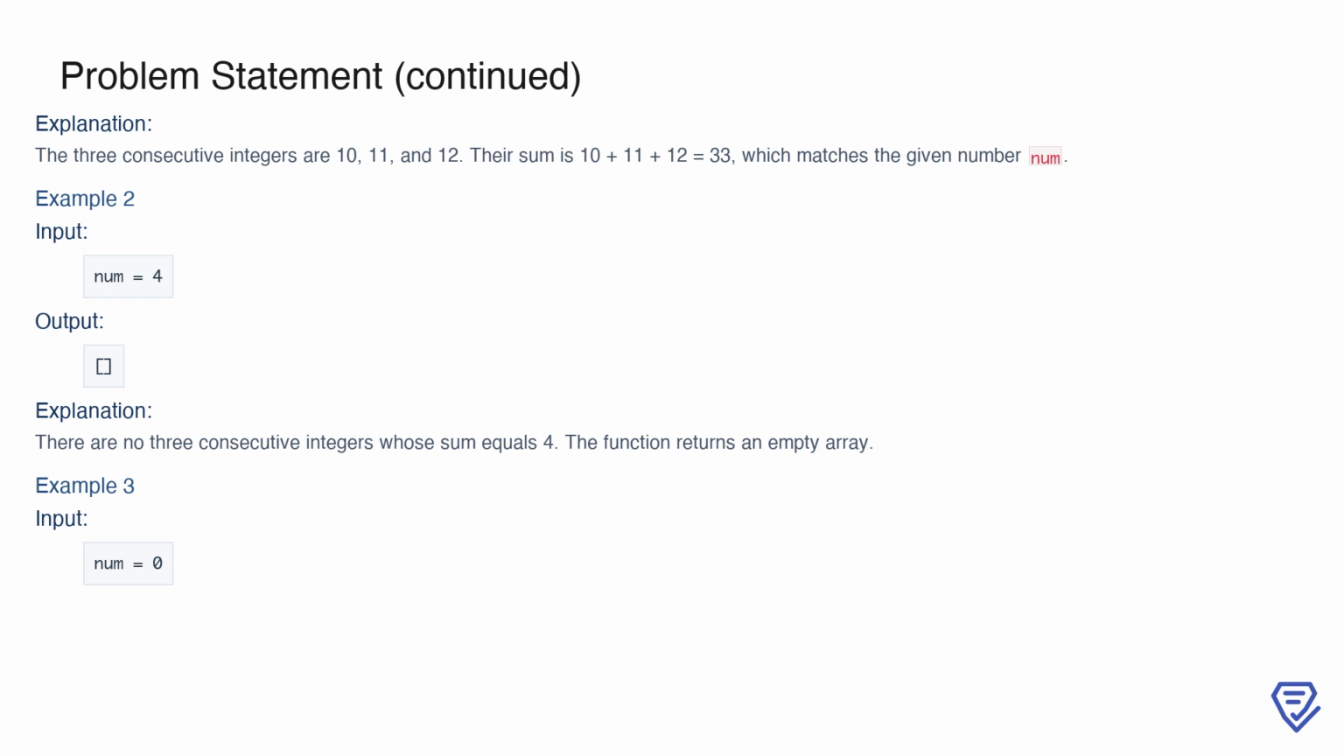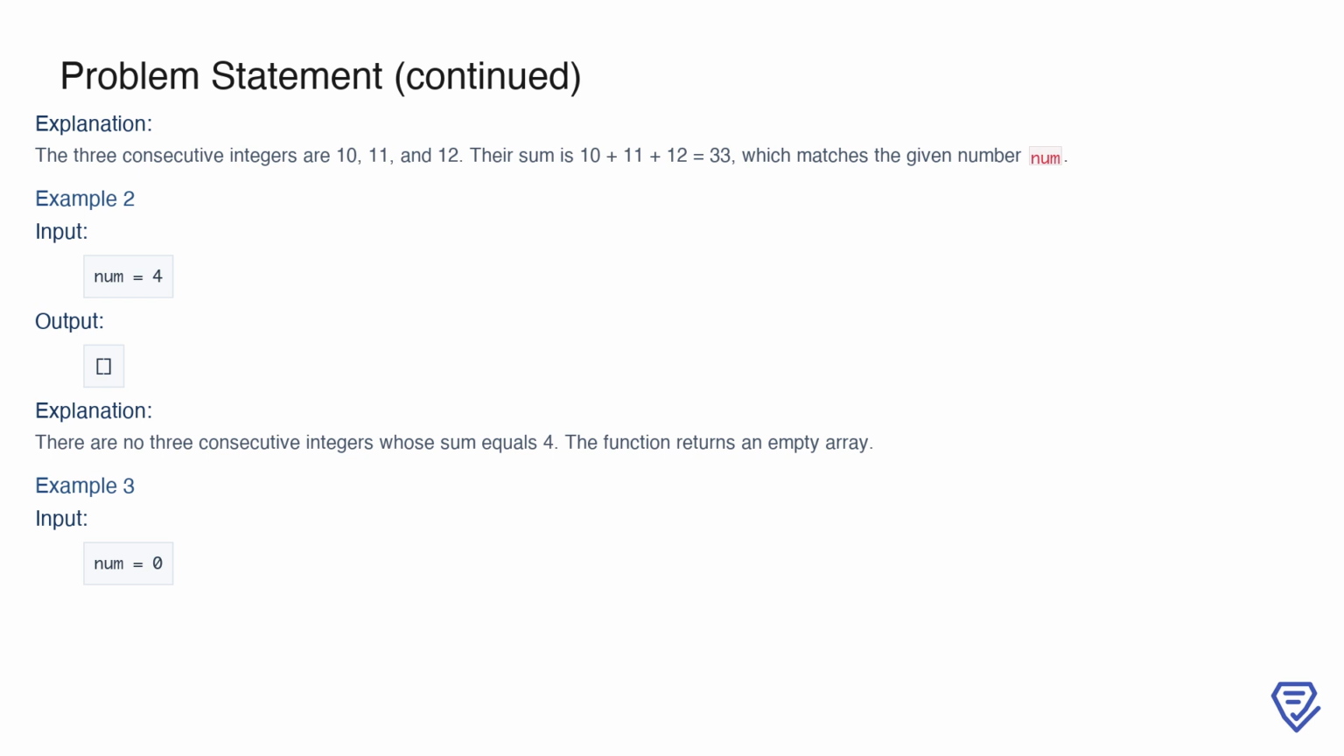Here's why the output, 10, 11, 12, is correct for the input number equals 33. The solution identifies 3 consecutive integers, 10, 11, and 12, whose sum is 10 plus 11 plus 12, resulting in 33, which matches number. Now, consider the case where number is 4. Here, no 3 consecutive integers can add up to 4, so the function returns an empty array. This demonstrates that the solution not only identifies valid sequences when they exist but also handles cases where a solution is not possible.